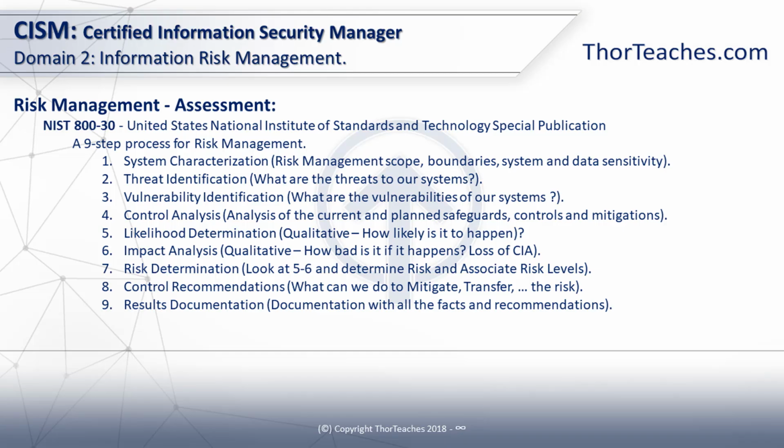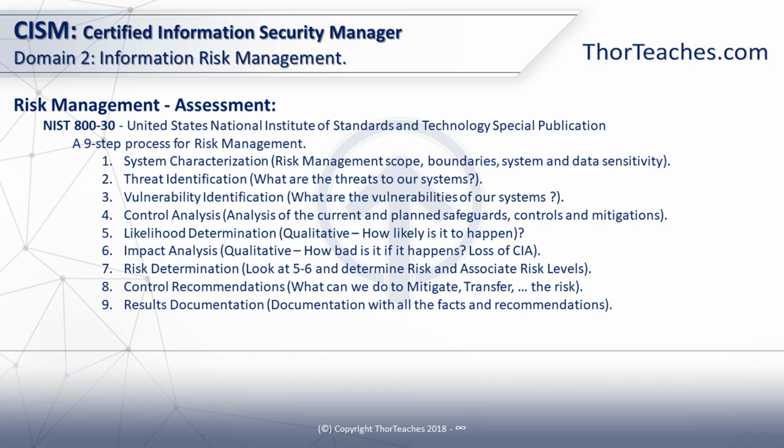It's a 9-step process for risk management. We'd look at the system characteristics, the scopes and boundaries of our risk, the system, and the data sensitivity. Not all systems are created equal. We'd identify the threats, identify the vulnerabilities. Look at our control analysis. What are the current and future planned safeguards, controls, and mitigations we have in place, or we're going to have in place? How likely is it to happen?